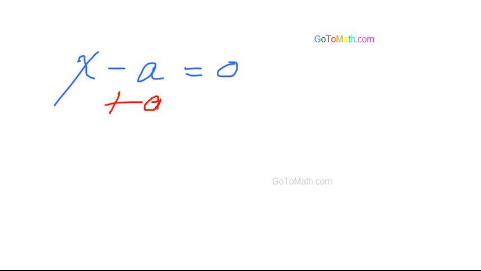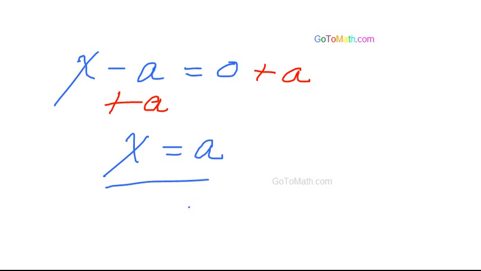So we add a to both sides. We'll put plus a up here. And then we just rewrite this. As you can see, minus a plus a cancels out, and we're left with x is equal to a. And guess what? We are done.